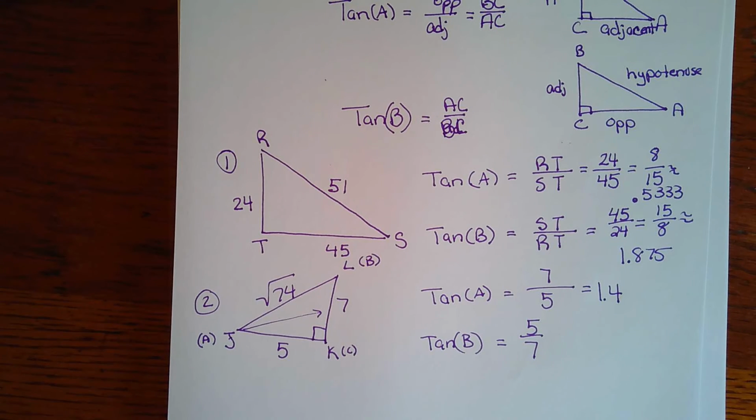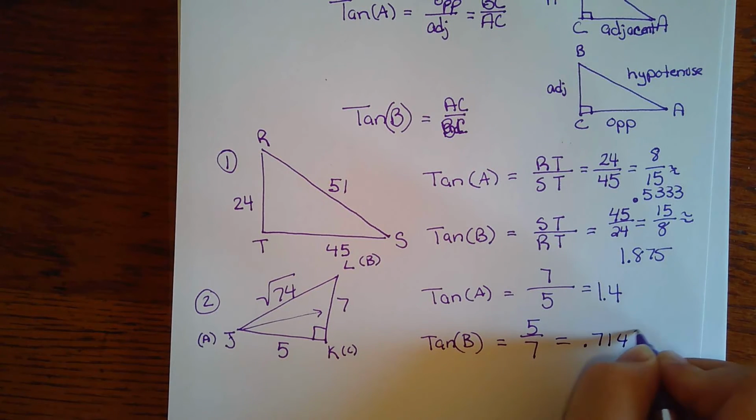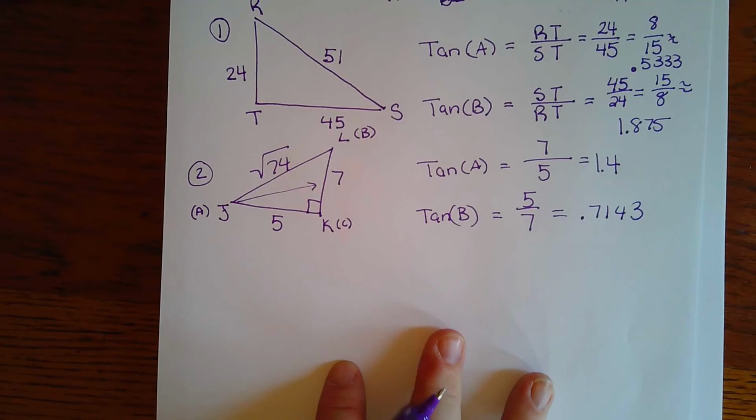And the other way, because we know tan B is the reciprocal of that. So 5 divided by 7 is 0.7143. Okay, so that one's example 2. So the last example that has to do with these is going to be example 3.